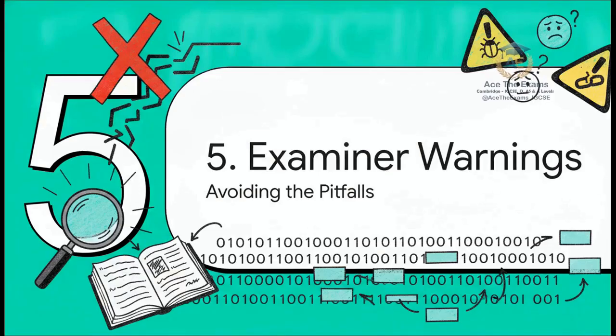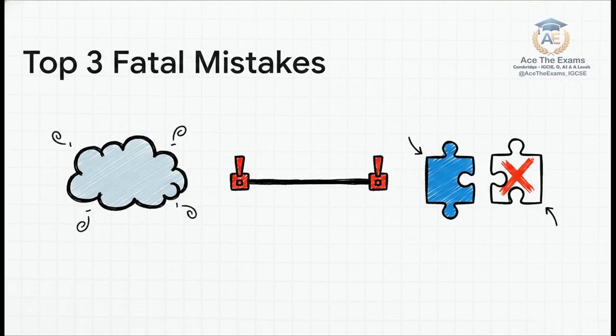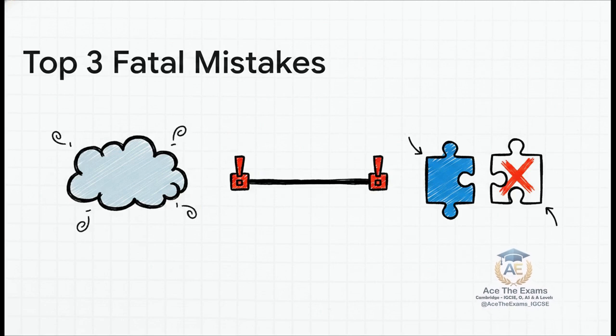Section 5, Top 3 Examiner Warnings. Avoiding the pitfalls. This is absolutely crucial, so pay close attention. Look, even with the best framework in the world, candidates still stumble. We've actively scoured the Cambridge Principal Examiner reports for the 9618 paper, and we've identified the exact pitfalls that rob students of their 15% mark share. Let's unveil the direct warnings from the actual people who grade your papers. Here they are, the top 3 fatal mistakes.